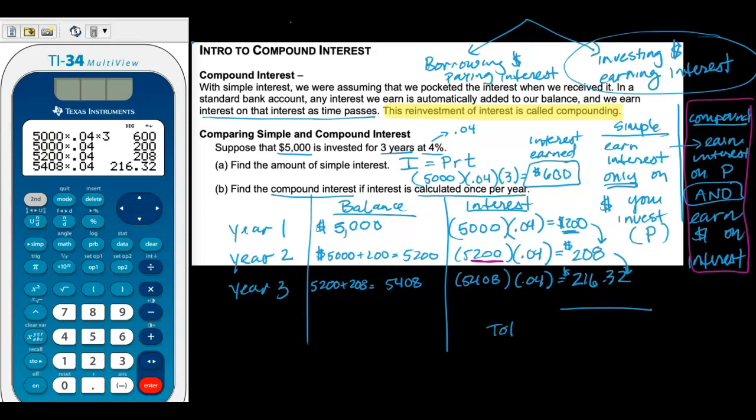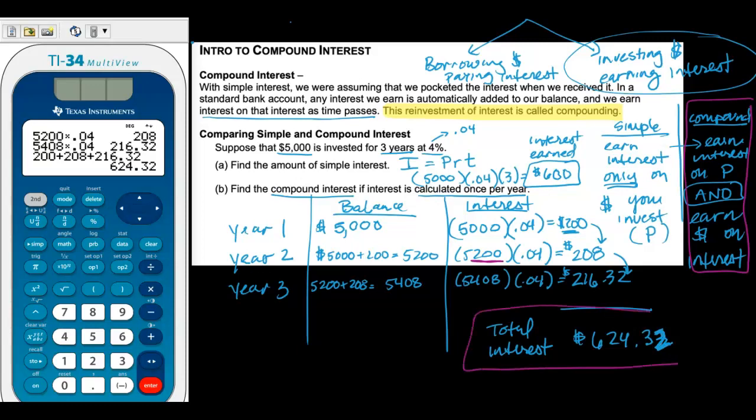Let's find the total interest after the 3 years. So I'm going to add the 200 plus the 208 plus the 216.32, and we end up getting a grand total of $624.32. And so if you compare, that's with compound interest. And then the simple interest, remember we earned 600. And so we earned more money just by investing it into an account that is compounded.